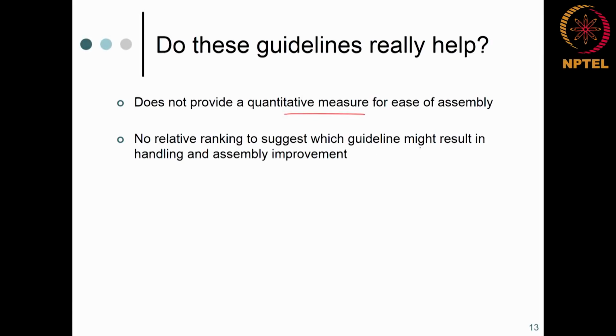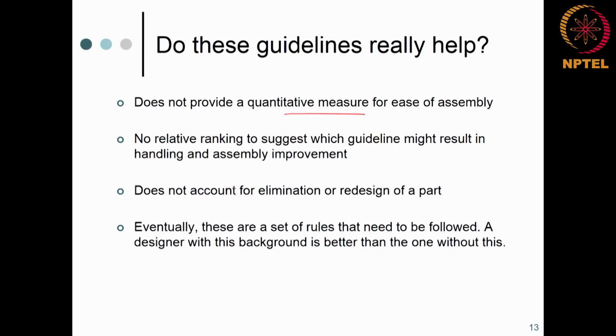The other stuff is, this does not provide a quantitative measure for the ease of assembly. It does not give you a relative ranking to suggest which guideline might result in handling and assembly improvement. That's what I said. There could be multiple things, right? So which one would you choose? Because you always wanted to reduce the cost or time or whatever that thing is, right? Efficiency perspective. And again, this does not give you a perspective on, can I eliminate a particular component, or can I think of it from redesigning a particular part? This does not give you a guideline yet.